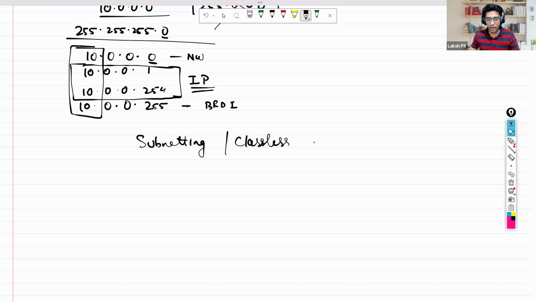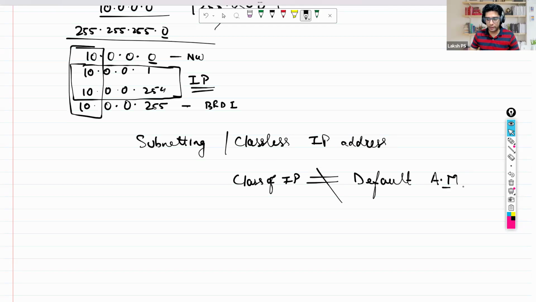Classless IP address, meaning that the class of IP address is not equivalent to the default address mask. That is basically what we call a classless IP address. All right.